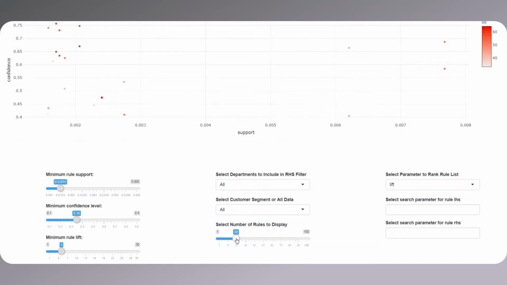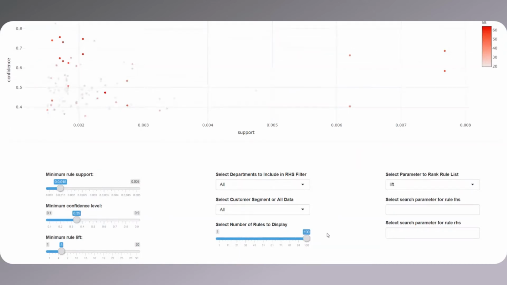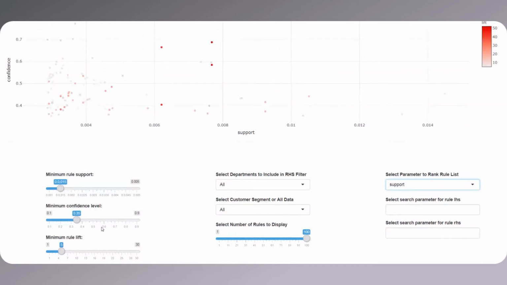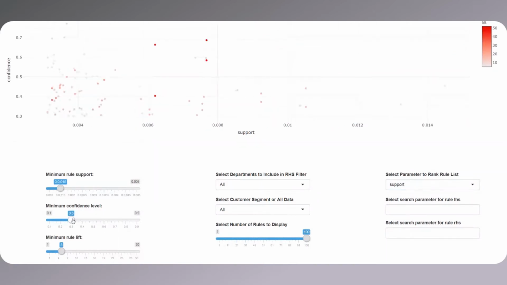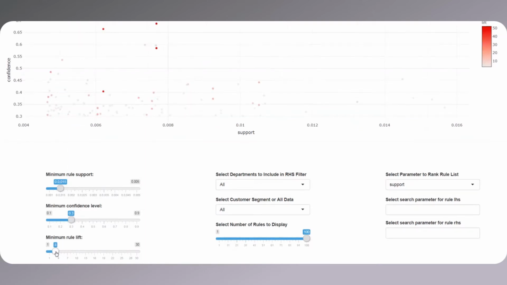So we'll start out by looking at the top 100 rules as ranked by support. And we'll set the minimum confidence level of 30% and the minimum lift at 3. And we'll see what we get.